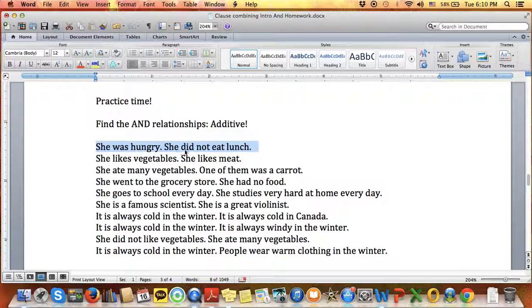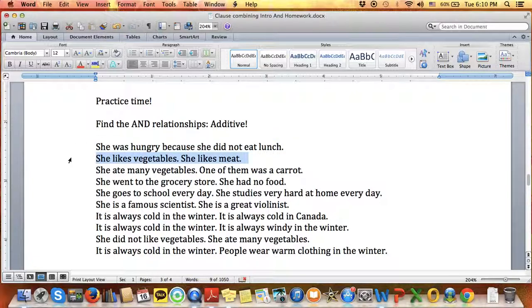She was hungry. She did not eat lunch. Nope, this is not it. You know, we could say she was hungry because she did not eat lunch. That would probably be the easiest one to do right there. I could also say maybe she was hungry, but still she did not eat lunch. Something along those lines. In any event, this is not adding information. This is information that gives us either a reason or contrasting information.